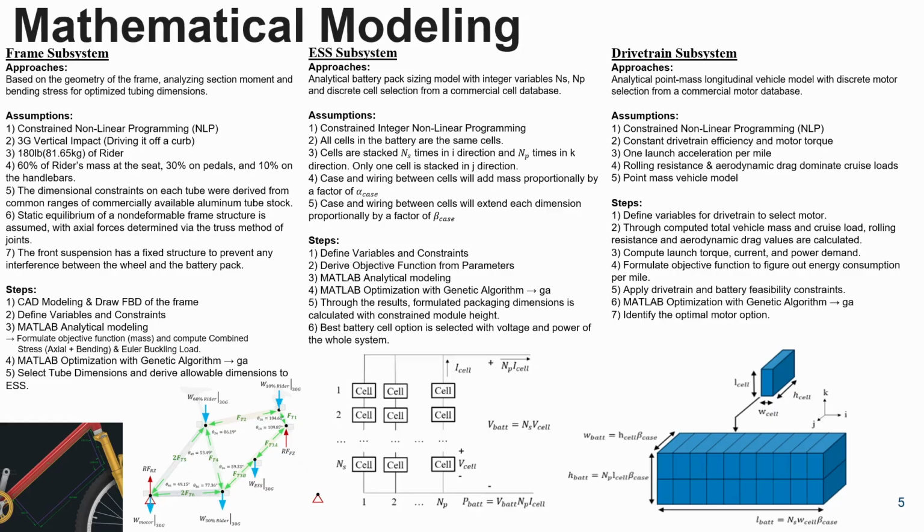For the ESS, we used an analytical battery pack sizing model with integer variables for the number of cells in series and parallel, along with discrete cell selection from a commercial database. Using the selected cell properties, we computed pack voltage, power, mass, and dimensions. For the drivetrain, we used an analytical point mass longitudinal vehicle model with discrete motor selection. By calculating aerodynamic drag, rolling resistance, and electrical resistance during launch, we formulate the energy consumption per mile to select the optimal motor option. Consequently, all three subsystems are tightly coupled and globally optimized using a genetic algorithm called GA.